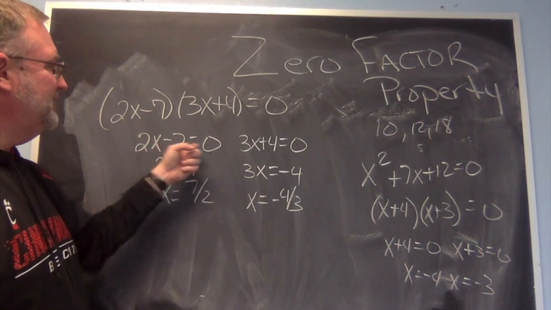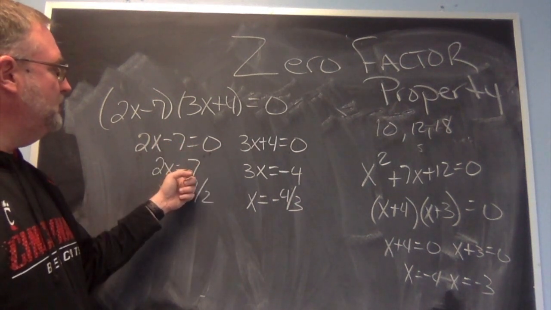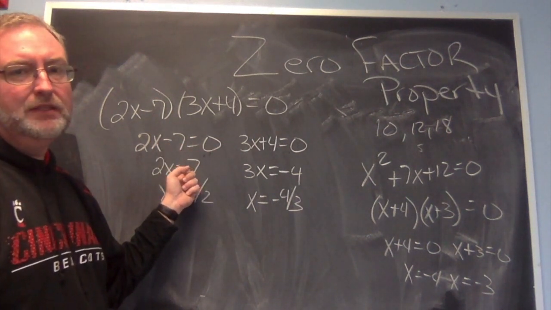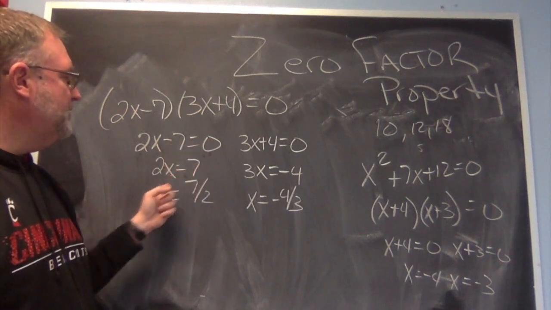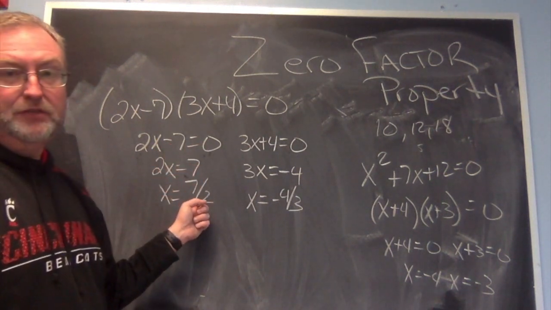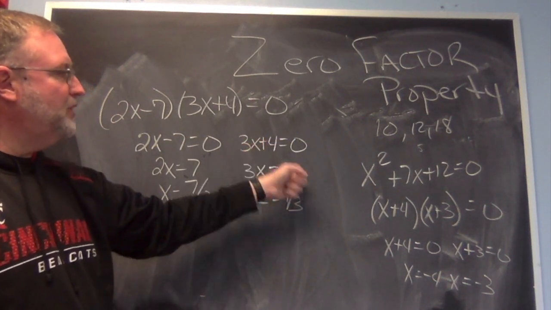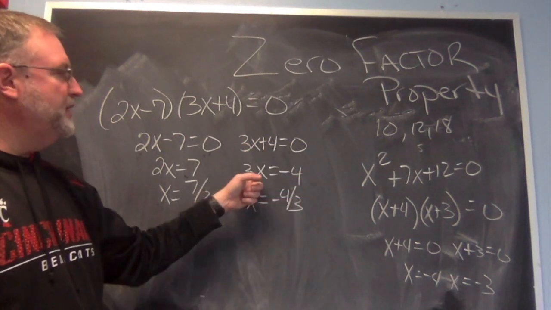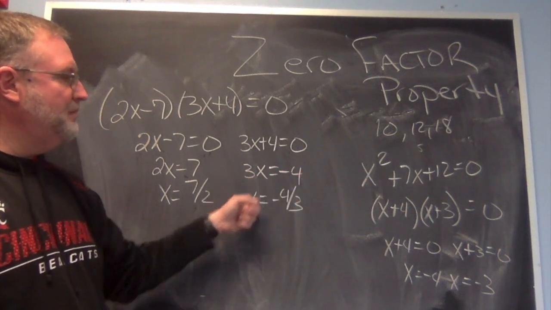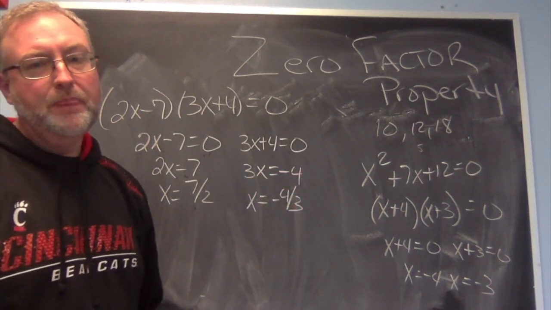So I have 2x minus 7 equals 0. I'm going to move the 7 over, so I have 2x equals 7, because I add 7. Then I'm going to divide by 2, and x equals 7 over 2. Then over here, I have 3x plus 4 equals 0. I'm going to subtract the 4, take it over, so I have 3x equals negative 4. Then I divide by 3, and x equals negative 4 over 3.